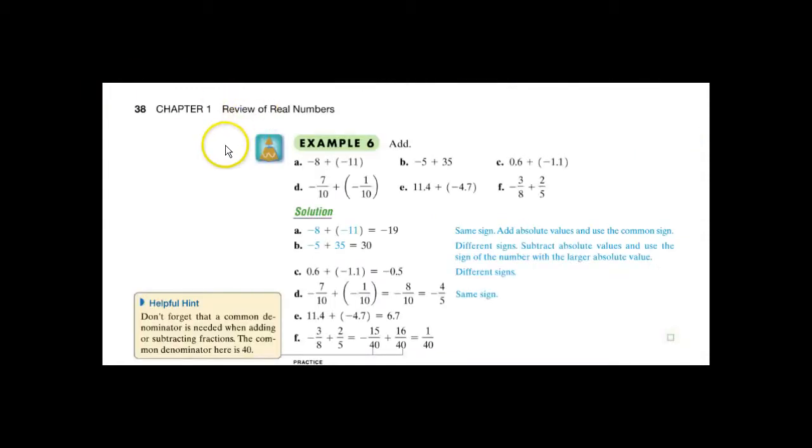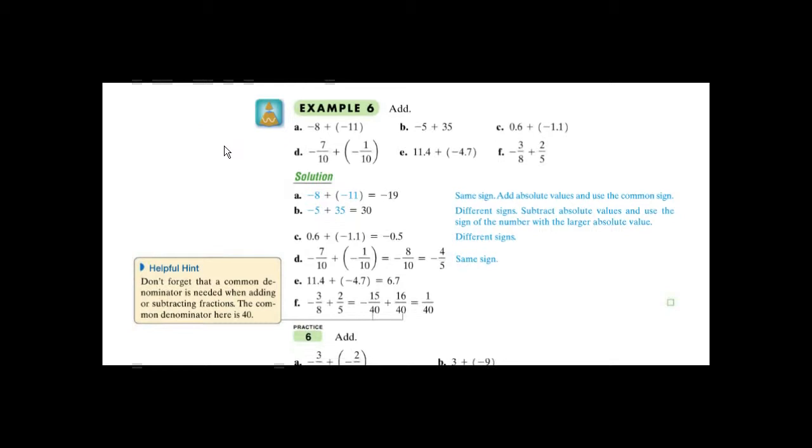No, example 6. Okay, good. Now for A, they're both negative, so we're going to end up with a negative 19. For B, one's negative, one's positive, so we're going to subtract the smaller absolute value from this, get 30, and we're going to use the sign of the larger absolute value.